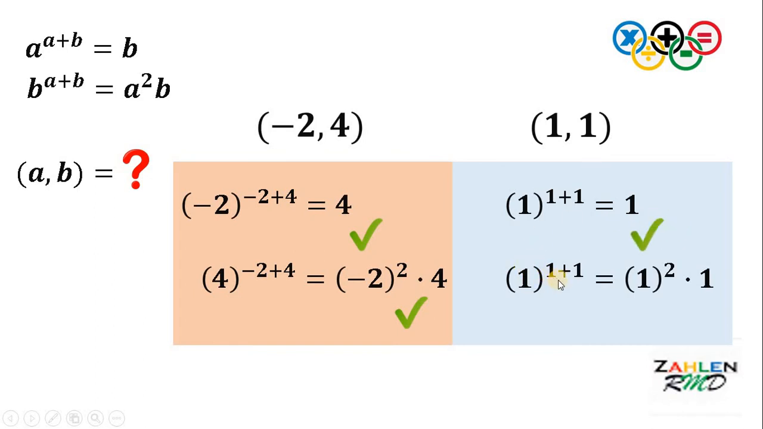On the second equation, we have 1 plus 1 or simply 2. Therefore, on the left-hand side, we have 1 squared or simply 1. Now, on the right-hand side, we have 1 squared times 1, and this is also 1. Therefore, the second equation also satisfies. It follows that 1, 1 is also a solution to our equation. Therefore, we found two possible values for a, b, namely negative 2, 4 and 1, 1. And we're done.